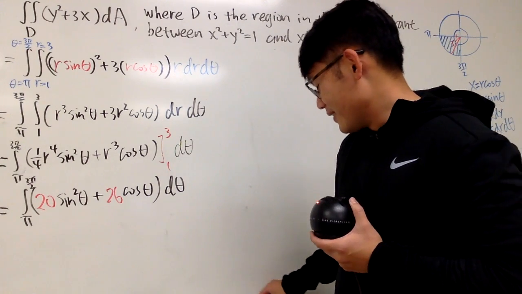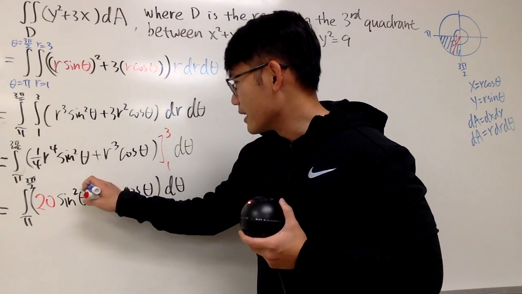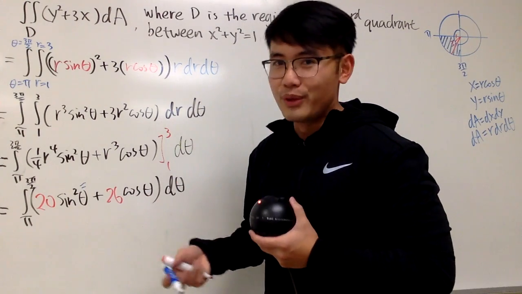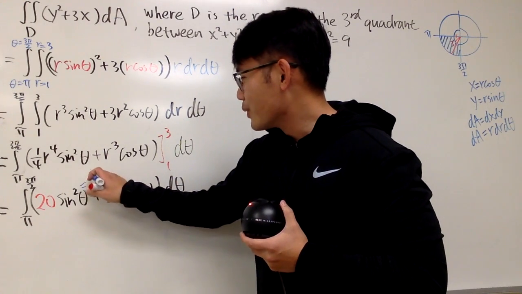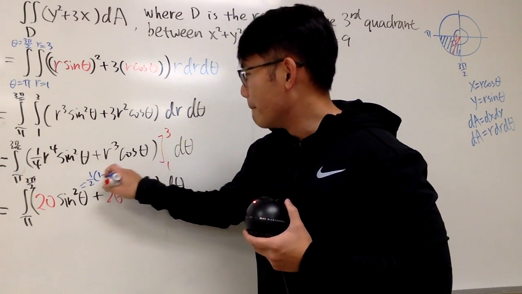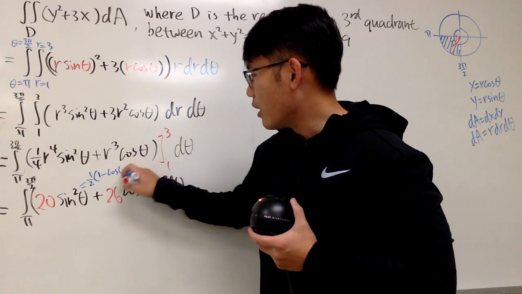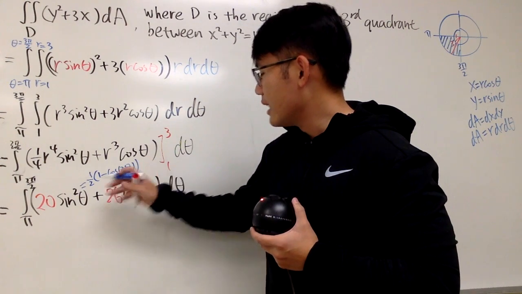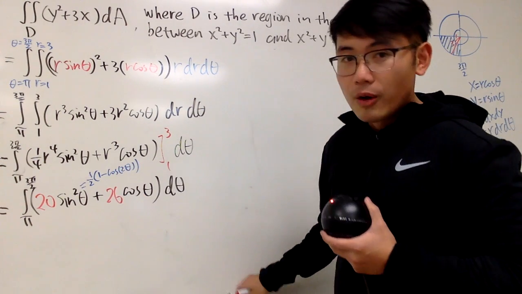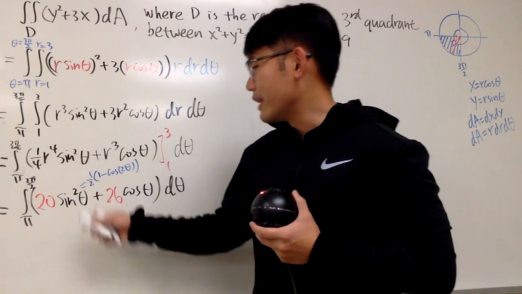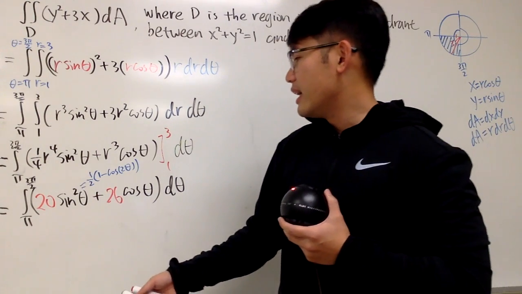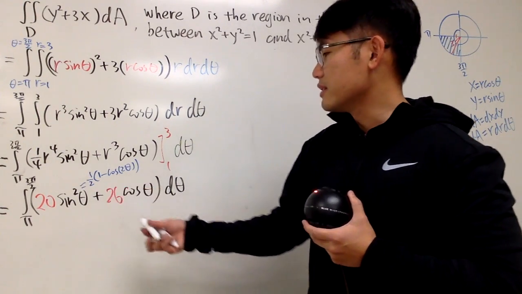All right, here's the deal. Sine squared right here, let me just put this down in blue for you guys. This right here is equal to 1/2 times 1 minus cosine of 2 theta, like this, right? So when you do 20 times 1/2, of course, is 10. And then, of course, you will just kind of clean things up a little bit.